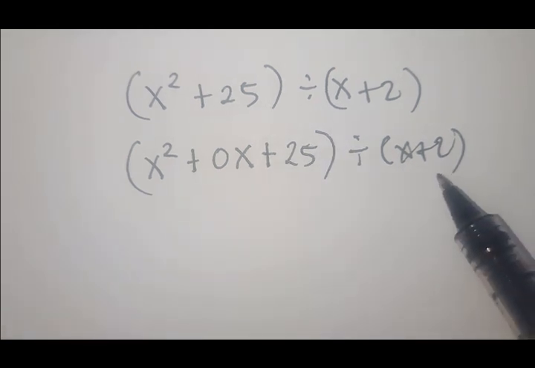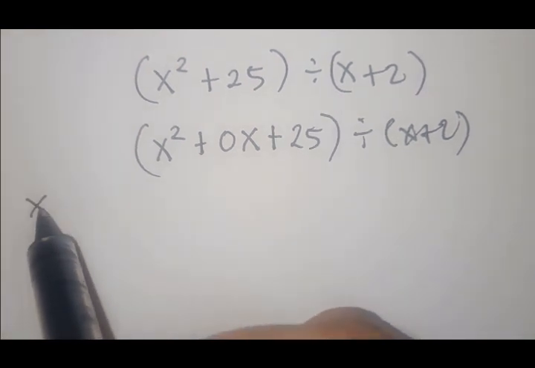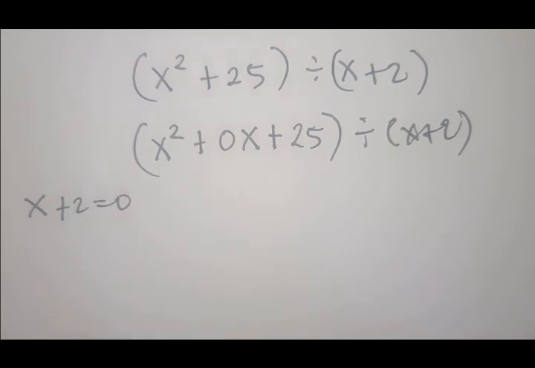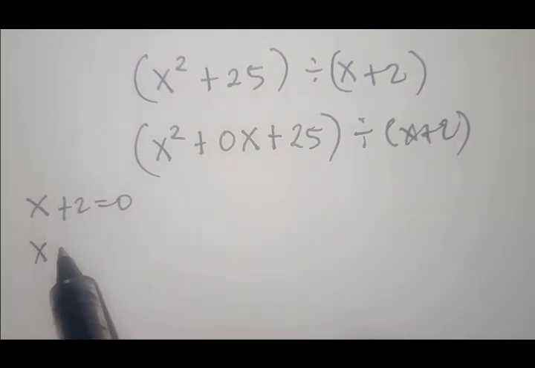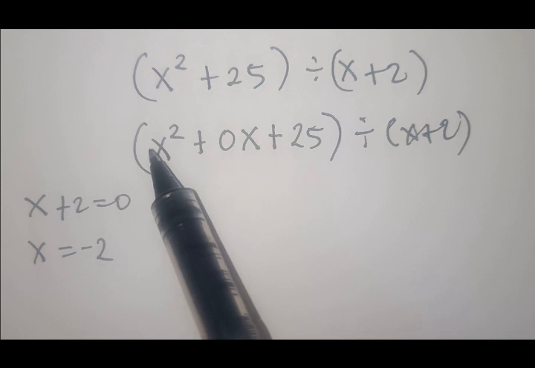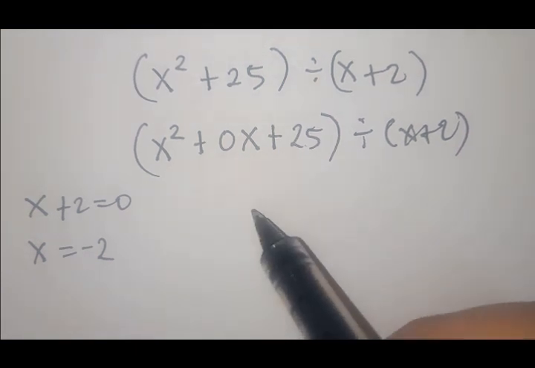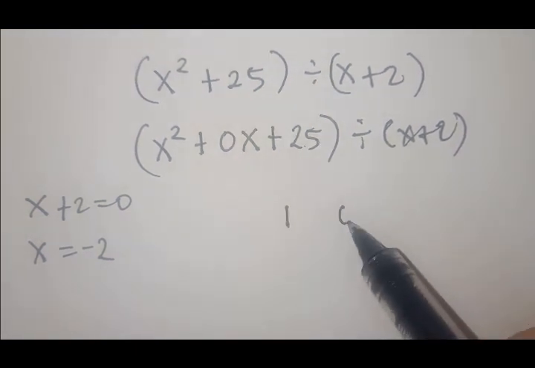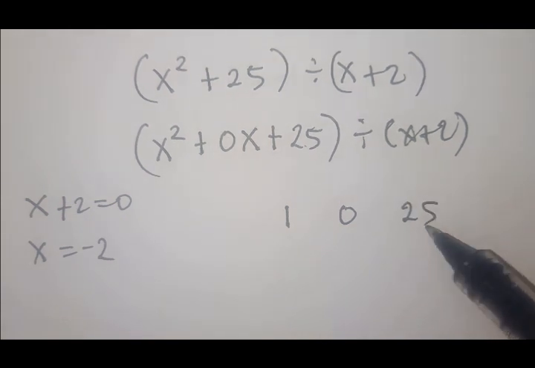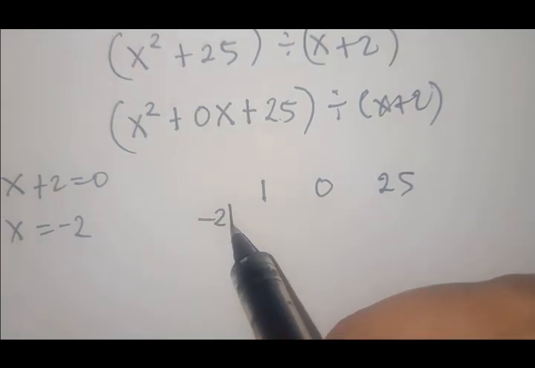So, again, equate muna natin yung value ng x na magagamit natin later. So, we have x plus 2 equals 0. Transpose natin yung 2, x is equal to negative 2. Siya ngayon yung gagamitin natin sa ating synthetic division. So, ngayon, isulat naman natin lahat ng numerical coefficient na meron tayo sa ating dividend. So, we have 1, 0, and 25. Okay, so we have here negative 2.